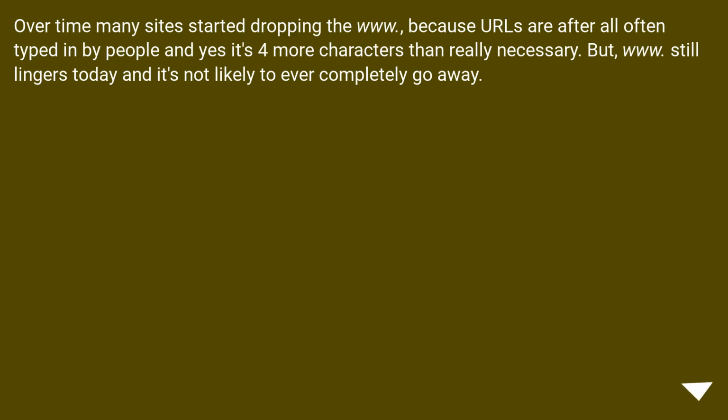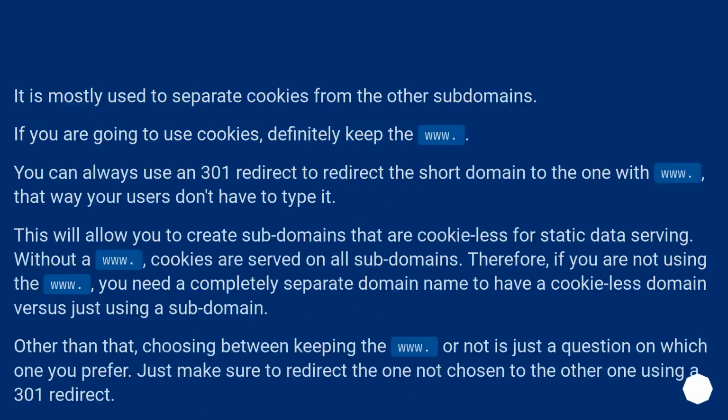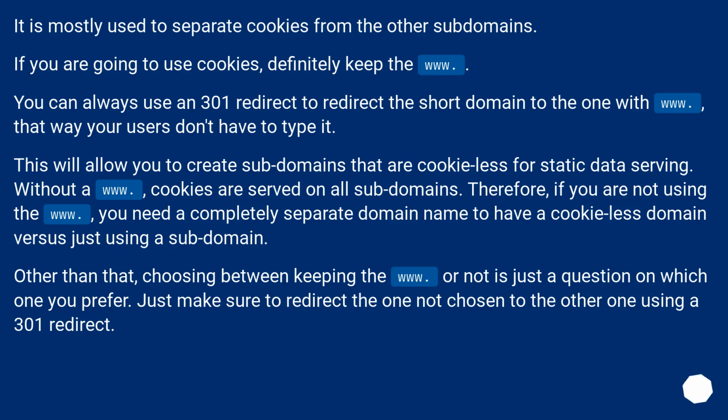Over time many sites started dropping the www, because URLs are after all often typed in by people, and yes, it's 4 more characters than really necessary. But www still lingers today, and it's not likely to ever completely go away. It is mostly used to separate cookies from the other subdomains. If you are going to use cookies, definitely keep the www.